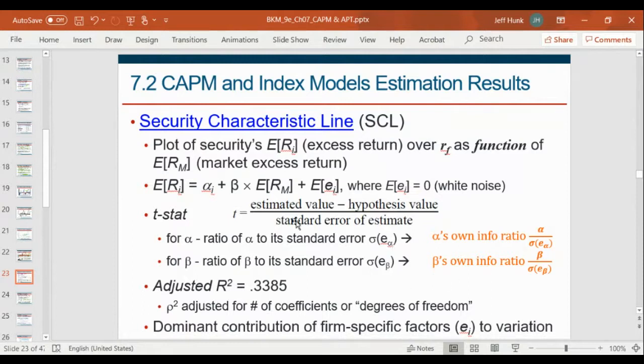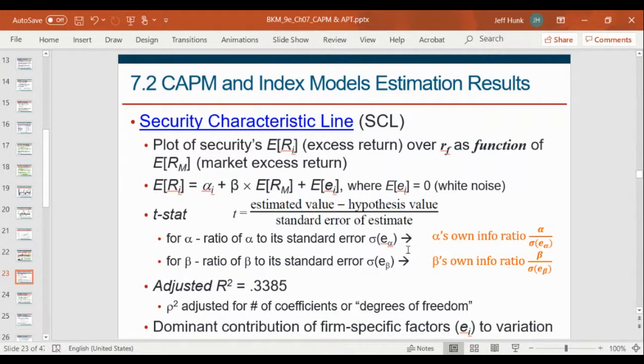So the estimated value was not zero, so we take the difference and divide it by the standard error. Standard error, literally, is usually the error that you will encounter, right?